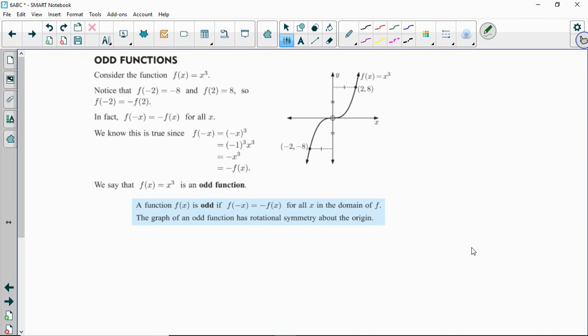We can compare this to odd functions, which have an algebraic definition of f of negative x equals negative f of x. And geometrically, these have a rotational symmetry about the origin. So you'd have to rotate the graph around 180 degrees, and then you'd have the exact same picture. So again, y equals x, x cubed, x to the 5th, etc. Those are all odd. Sine is odd.